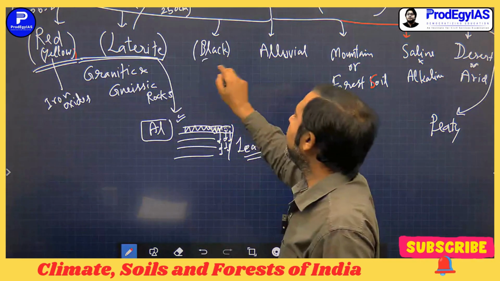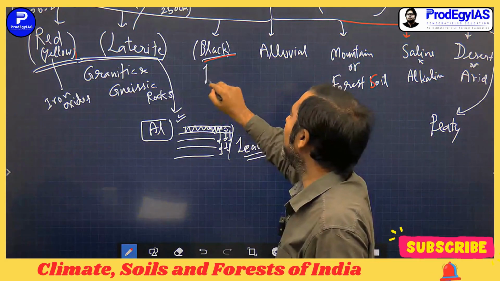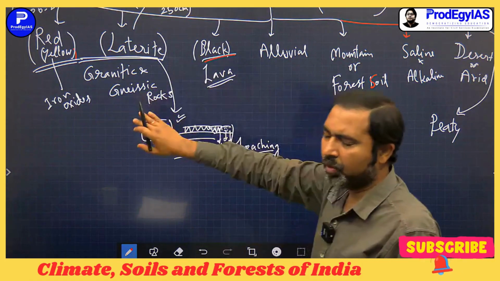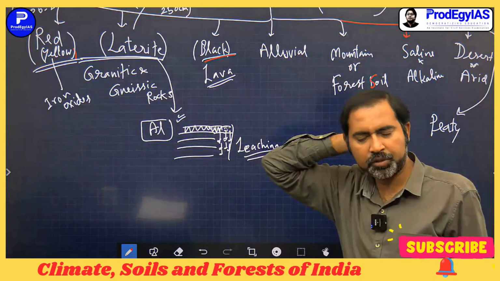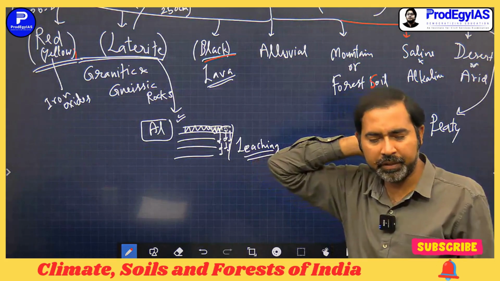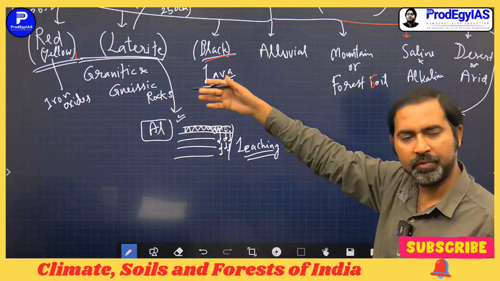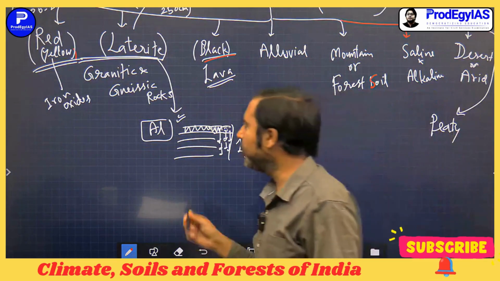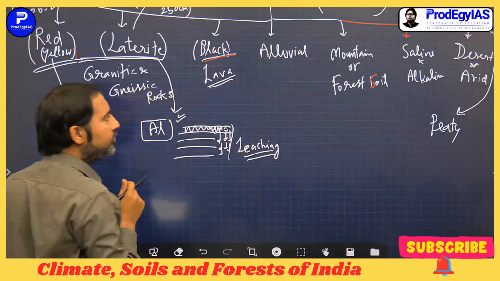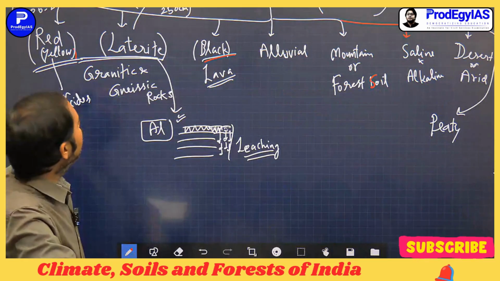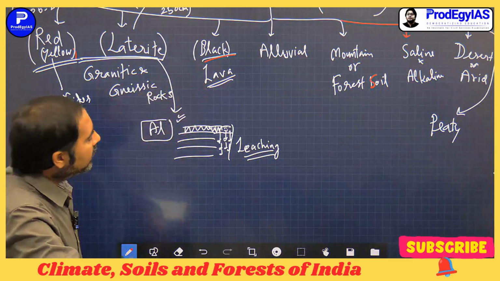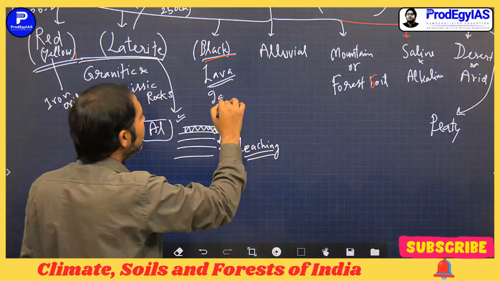Then black soil develops with the lava, igneous material. All the processes of weathering, erosion, and leaching are occurring in the soil forming process. So black soil is more lava generated, more igneous material soil.